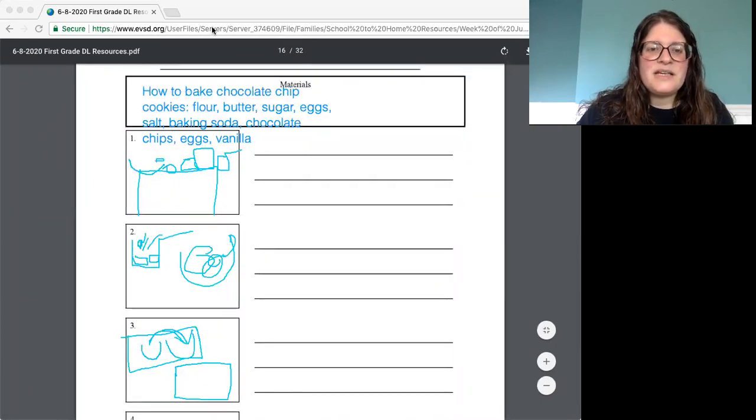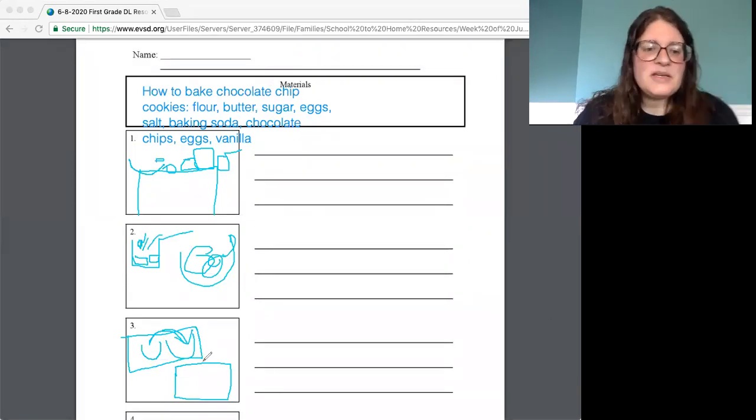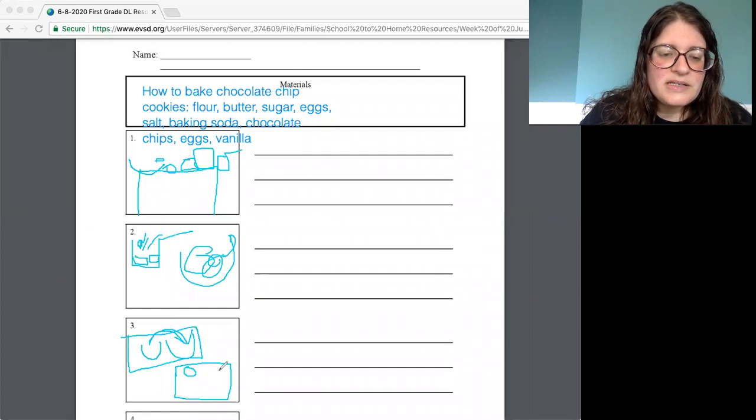So number 3 is going to be that I'm going to spoon out the cookies onto the baking sheet, and then number 4 down here would be baking it in the oven.